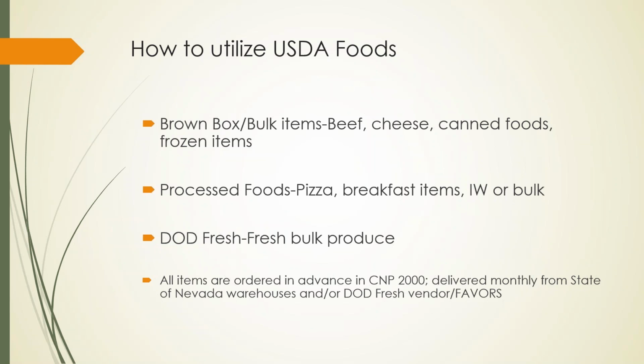And then third, of course, is the DoD Fresh, which is your fresh bulk produce that you're able to utilize through the DoD Fresh program. And again, all these items are ordered in advance in CNP 2000 and delivered monthly from the state of Nevada warehouses and or your DoD Fresh vendors for your DoD Fresh produce.